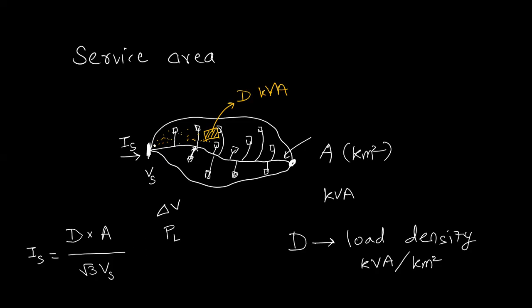And substation current is required. So that basically defines how much capacity, in terms of current carrying capacity of the substation equipment, is required for the given load density and given area. Okay. So using this definition, we can derive the voltage drop and power loss equations. So let us see how to do that.